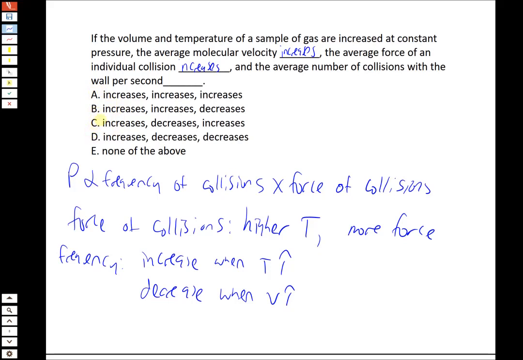So we know that the force of collision, now let's talk about the average number of collisions with the wall per second. Well, we said the pressure is the product of these two. And we know unambiguously that the average force is increasing in this situation because we're raising the temperature, but the pressure is remaining constant. We're saying that we're doing this at a constant pressure. So in order for the pressure to stay constant, if the force of the collisions is increasing, that means the frequency of the collisions has to be decreasing. So even though, again, these increases in volume and temperature kind of work opposite in terms of their effect on the frequency, we know that we're keeping the pressure constant. So if the force of the collision is increasing, the frequency has to be decreasing.